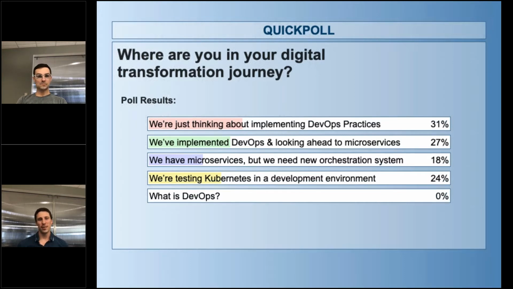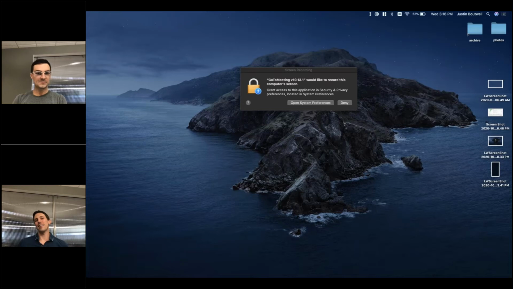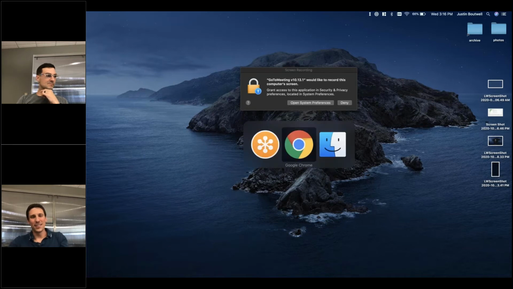I think we will. Hell, there's even a slide on what is DevOps, but we'll get through that very quickly. Well, I'm really glad that nobody chose that. That's all I have to say about it.